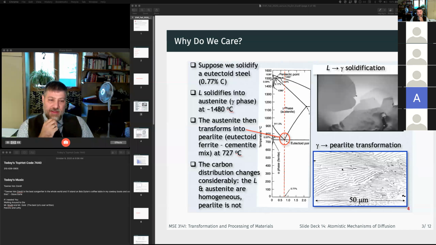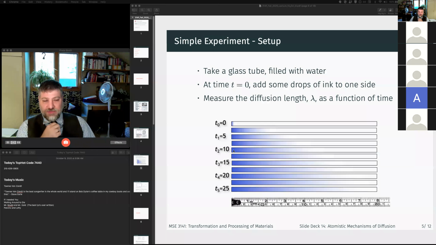So the whole history of steelmaking, and why steel is such a really important material, has to do with understanding what the diffusion rate of carbon in iron is. Everything that we make out of steel directly depends on that diffusion. So let's take a really simple experiment, right? There's a glass tube filled with water.